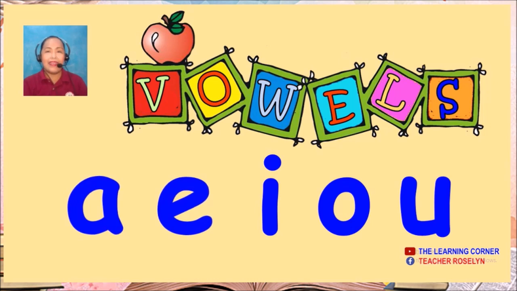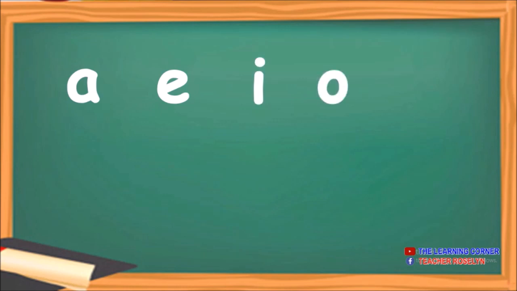Let us say the sound of each vowel. A, E, I, O, U. Now, I want you to read each letter. Repeat after me. A, E, I, O, U.